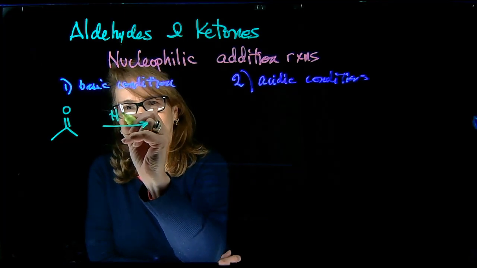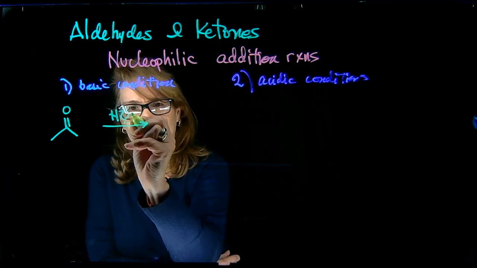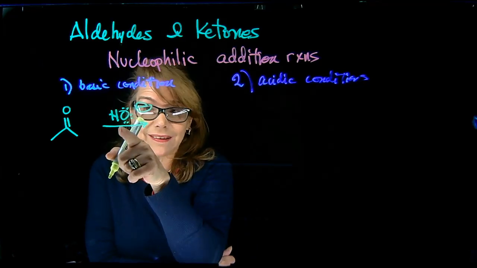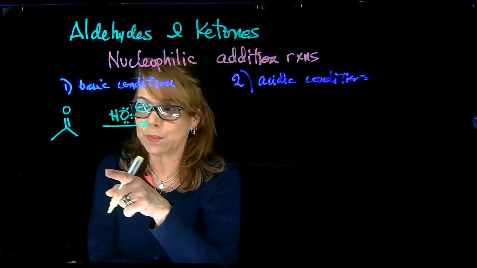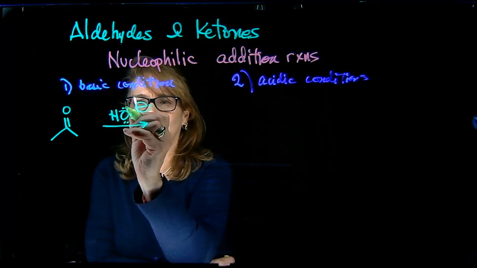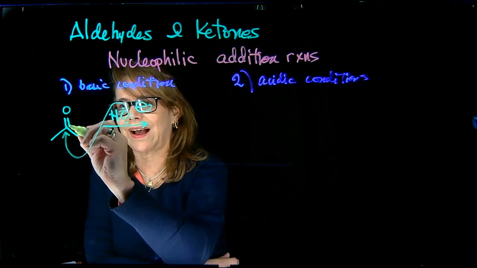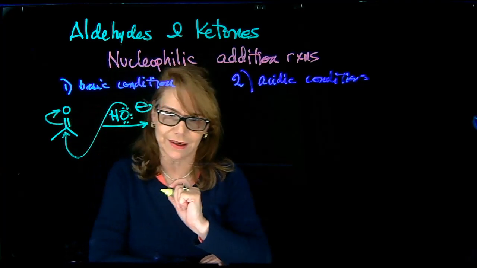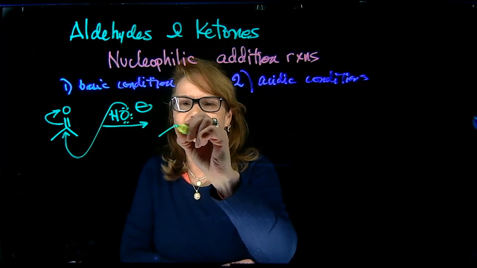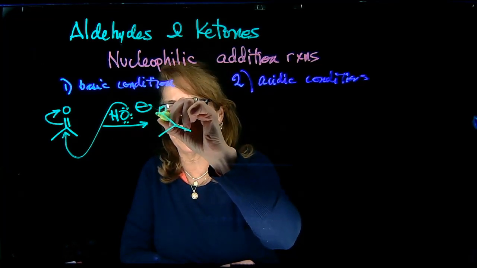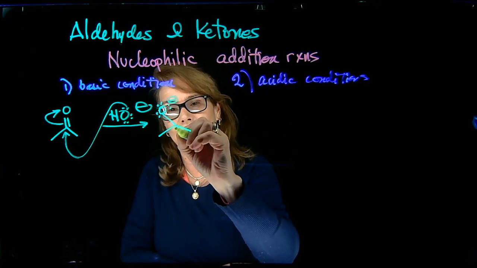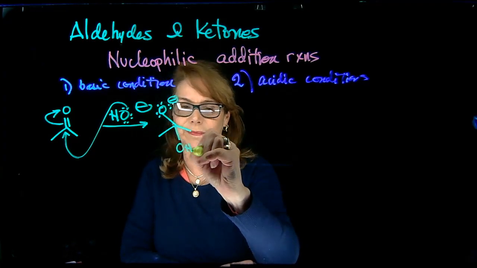So under basic conditions, the mechanism is, again, we're talking about nucleophilic addition. We have a nucleophile, an electron-rich species, and here the carbon at the carbonyl is electrophilic. So you're going to have a nucleophilic attack, what we call direct attack, on that. And of course, because you open that up over to the oxygen, this is going to be an O negative, and you're going to have an OH here.